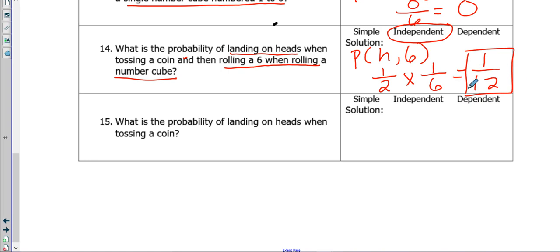All right, finally, the last one, probably the easiest question. We're looking for the probability of landing on heads when tossing a coin. So this is going to be simple, right? We only have 1, and we have heads or tails. We have either heads or tails, so this is going to be a 1 out of 2. So our probability is 1 out of 2.